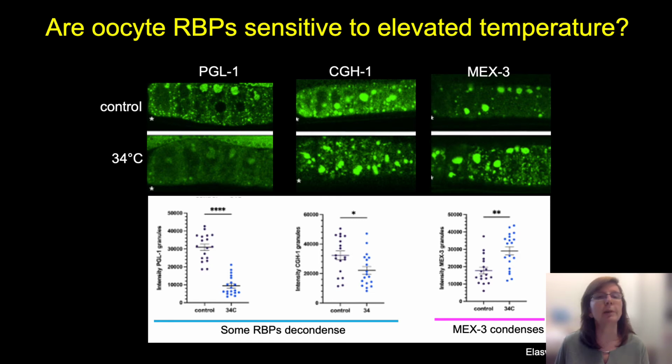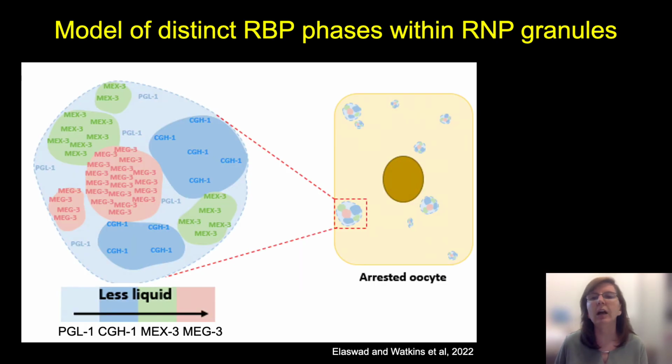So these data, the FRAP data and the elevated temperature exposure, in combination with hexanediol and other stress assays I don't have time to show you today, are all consistent with a model that we have put together here on this slide, where in our model, MEG3 is the least dynamic of the RNA binding proteins of these four with gel-like properties. MEX3 also has some gel-like properties, but in contrast, CGH1 is more of an intermediate phase with a mix of liquid and gel-like properties, and Piggle-1, shown in light blue, is very dynamic in a liquid phase within RNP granules of arrested oocytes.